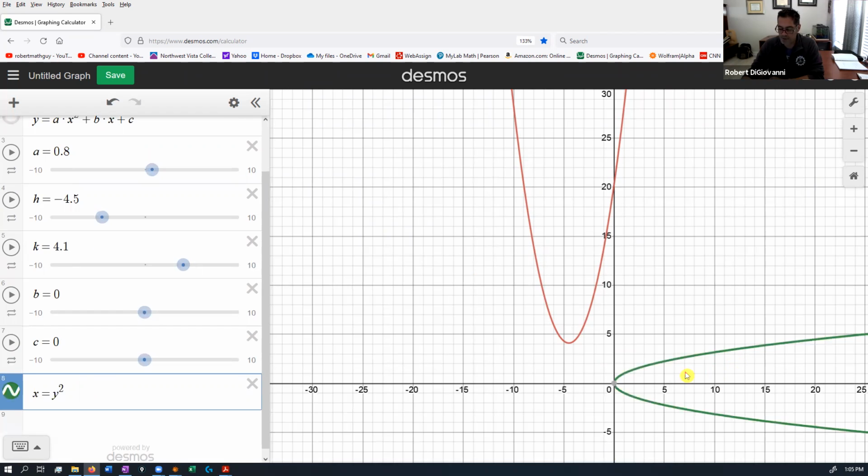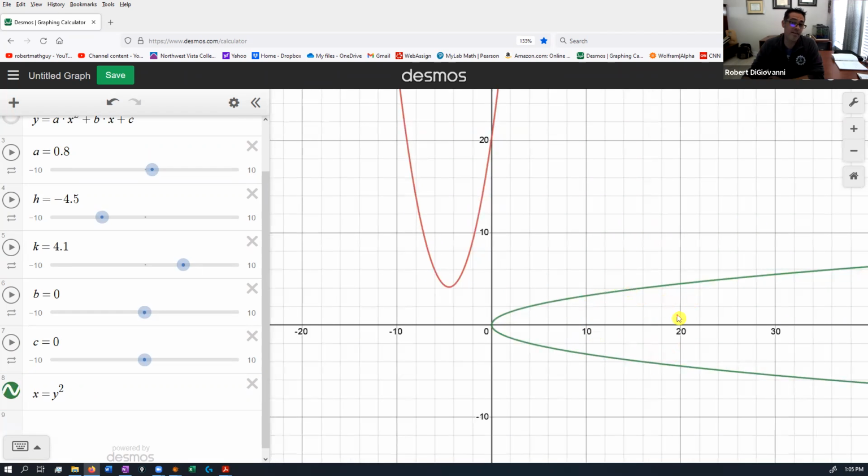There's one that opens up sideways. The reason we're not studying these right now is because this is not a function. It fails the vertical line test. So we are only talking about functions right now, and that means our parabolas have to open up or down. Okay, so we're not looking at that at all.